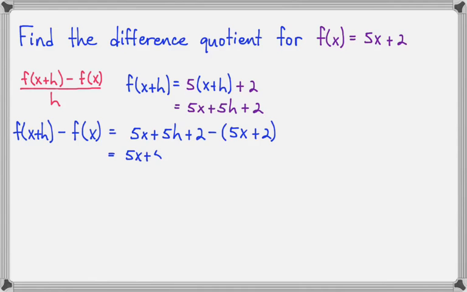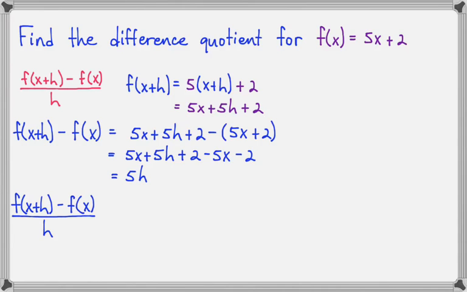Now, if I distribute that minus sign, it becomes minus 5x minus 2, and when I combine like terms, I see that my 5x's cancel out, and my 2's cancel out, and all I have left is 5h. Now that becomes important later, that everything that didn't have an h in it canceled out. So the subtraction step leaves us just the h term. So for step 3, I have to take that answer and put h in the bottom. And you can see that the h's are going to cancel out, and I have just 5 left.